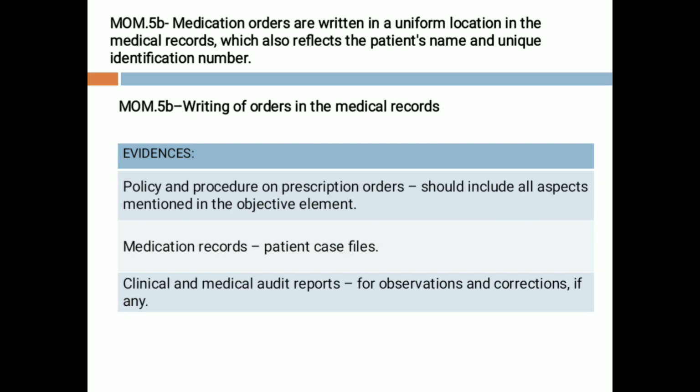Objective element MOM 5B speaks about writing of orders in the medical records. Evidences: policy and procedures on prescription orders should include all aspects mentioned in the objective element. Medication records, patient case files, clinical and medical audit reports for observations and corrections if any.